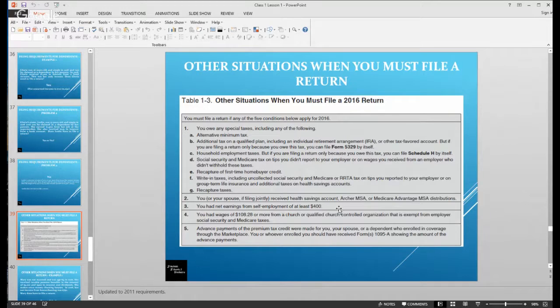If you received advance payments of the premium tax credit for either you, your spouse, or any of your dependents, if they're enrolled in coverage through the marketplace, you would be required to file a tax return. So of all of the things that are listed in Table 1.3, the ones that are going to be most common are net earnings from self-employment of at least $400 or advance payments of the premium tax credit.